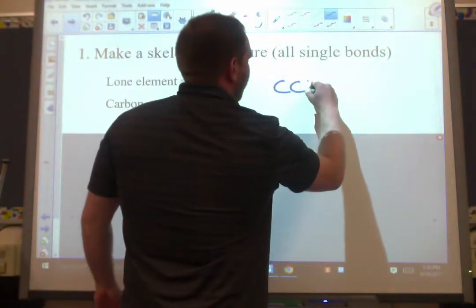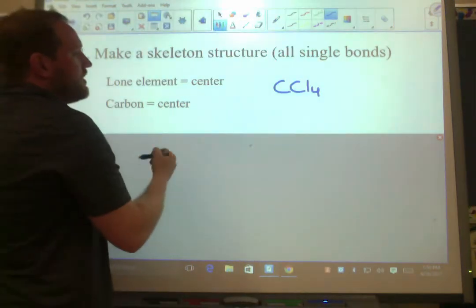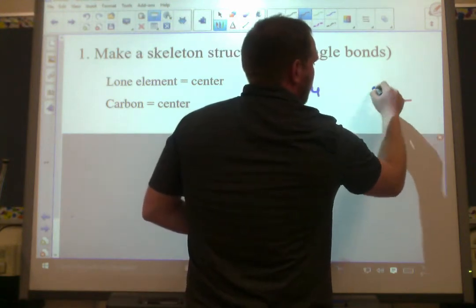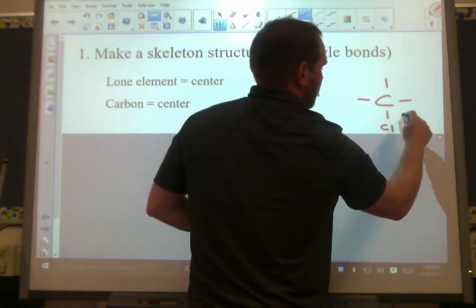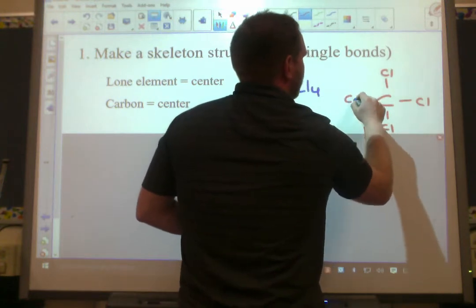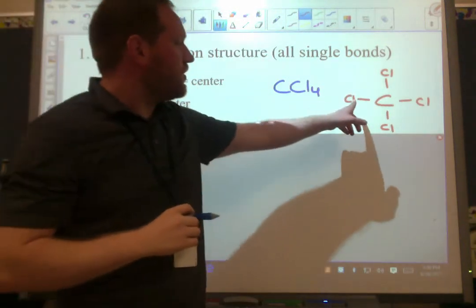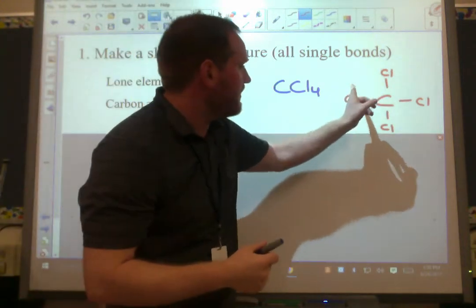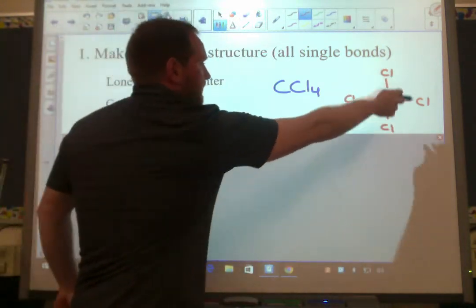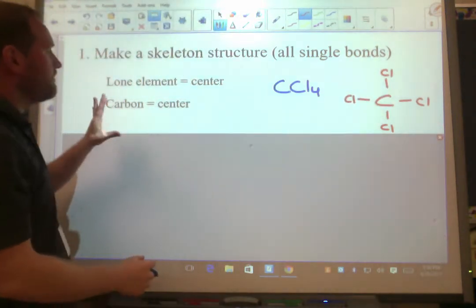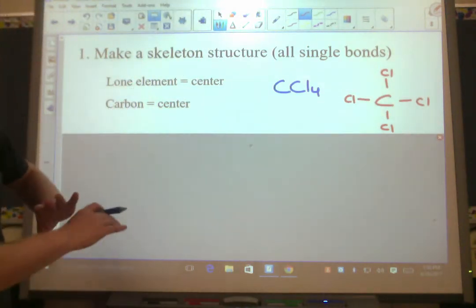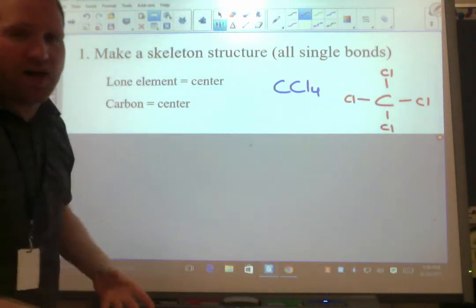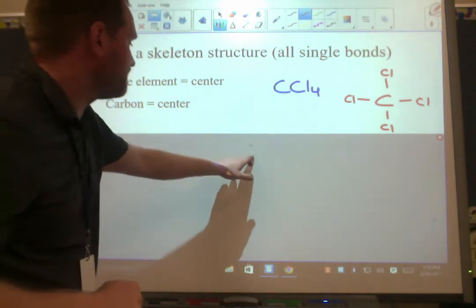So if we have CCl4 as our formula, the basic skeleton structure is going to look like this. Carbon in the middle, and then we're going to do 1, 2, 3, 4 chlorines around it, like this. Now, if you have 2 branches sticking off, you generally just go left and right. If you have 3, you generally go left, right, and up. And if you have 4, it goes around in this type of pattern. So that's just called a skeleton structure. It's bare bones. We're going to be adding stuff onto it. And these dashes represent single bonds, which are 2 electrons being shared.